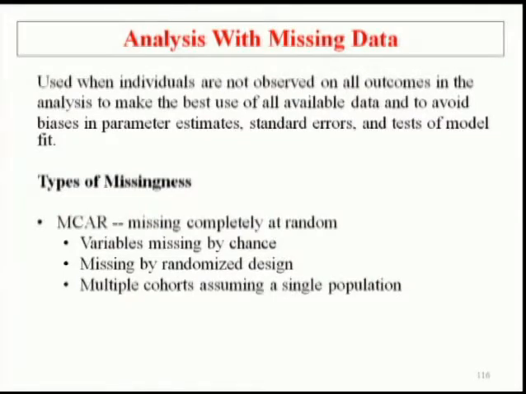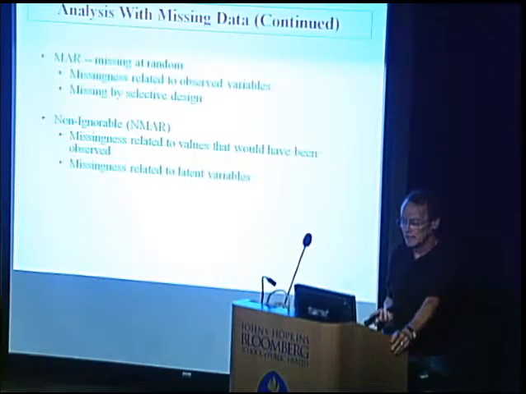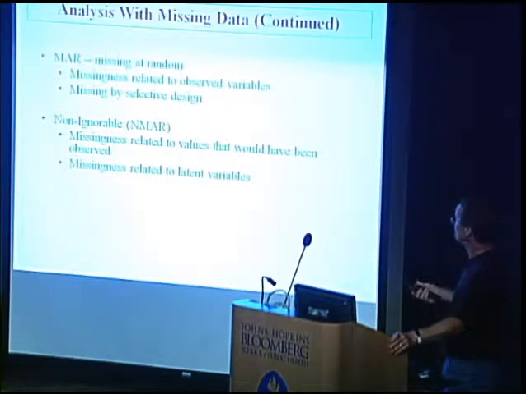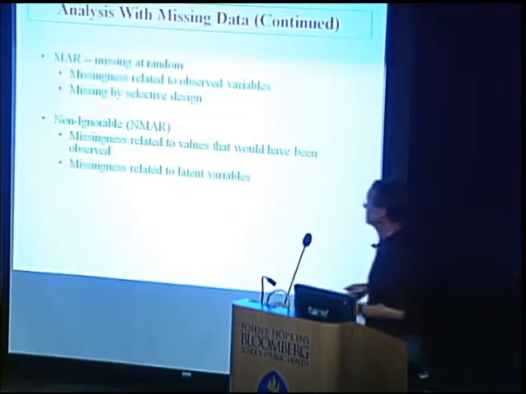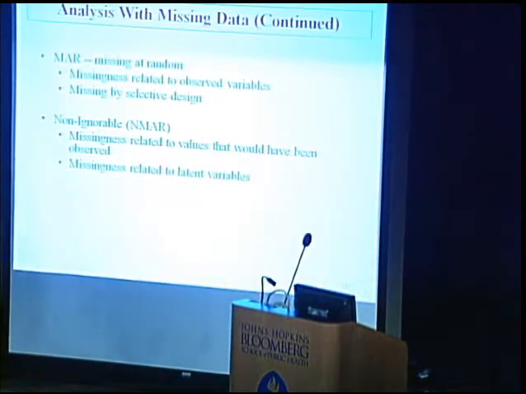Then we have non-ignorable missingness, where missingness is related to values that would have been observed. And that is a more difficult situation. And yesterday I gave a reference to a new paper that I'd written on how to do that kind of modeling using various features in Mplus, in that paper that looked at the STAR*D depression study. Now we're going to focus on these two situations, MAR and non-ignorable NMAR. And we're going to do that in the context of Bayesian analysis.